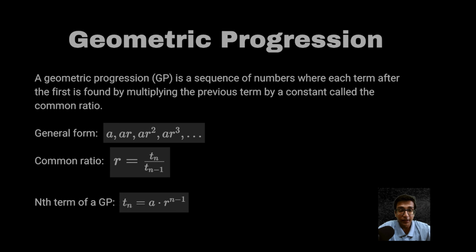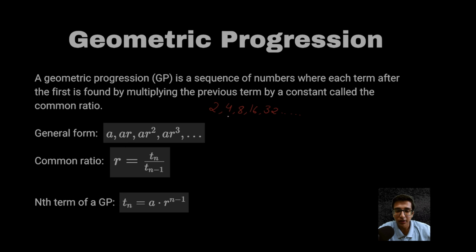Now let's look at another form of sequence, which is a geometric progression, GP. This is more or less similar to AP. However, there we used to add terms to get the next term. Here we need to multiply by a certain ratio, which we call the common ratio, to get the next term. For example, a geometric progression would be 2, 4, 8, 16, 32, and so on.